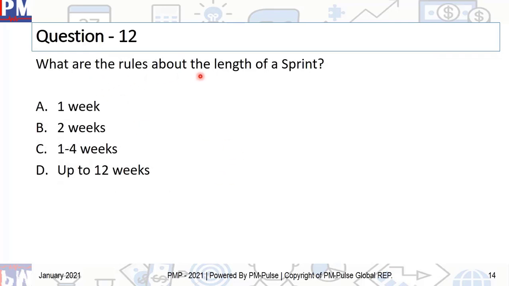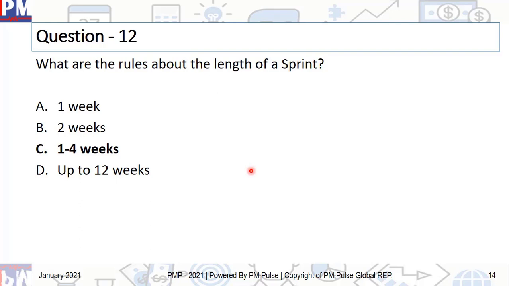What are the rules about the length of a sprint? And the correct answer is 1 to 4 weeks. Remember, there are flow-based agile methodologies as well as sprint-based or iteration-based. Now, XP would have a different kind of iterations, different blends. FDD would have different. So, how did we arrive at 1 to 4 weeks?